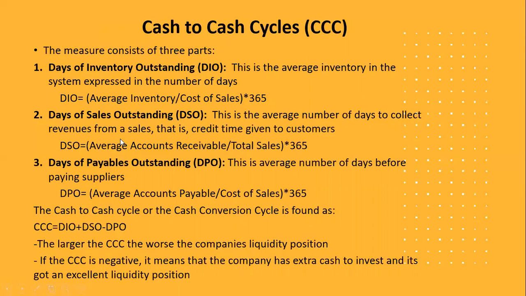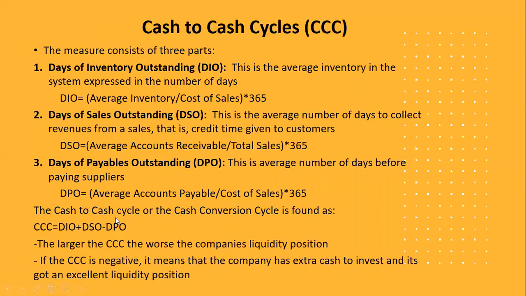You also need to calculate the days of sales outstanding. This is the average number of days to collect revenues from sales. The formula for this is average accounts receivable divided by total sales multiplied by 365. Finally, you need to calculate the days of payable outstanding. This is the average number of days before paying the supplier. This is average accounts payable divided by cost of sales multiplied by 365.